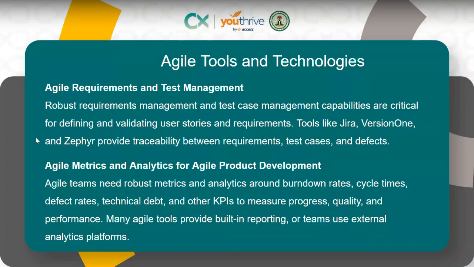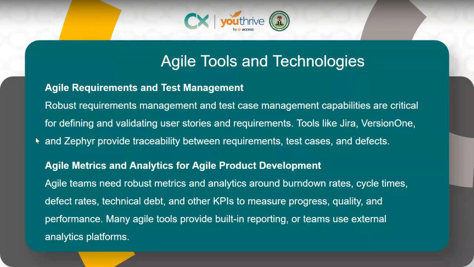There's Vision One as well, and Zephyr, is it Zephyr? How's that pronounced? It provides traceability between requirement, test case, and defect. So you can trace how those requirements have been updated, what changes have been made to the requirement, and things like that. You can track that easily among your team.